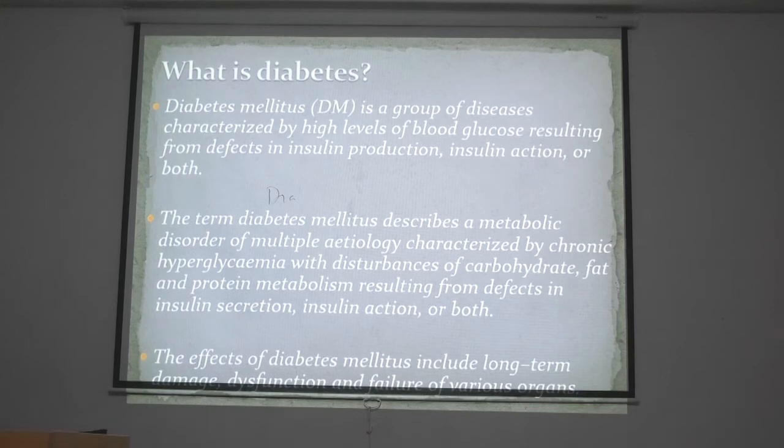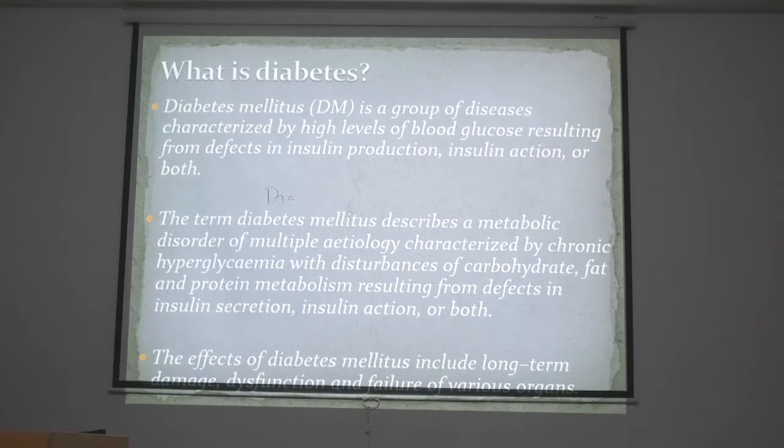It is a group of diseases characterized by a high level of blood glucose. Why is it called a group of diseases? Because it causes symptoms in the eye, in the kidney, and also in the peripheral tissue of the lower leg. That's why it is called a group of diseases characterized by a high level of blood glucose resulting from defect in insulin. Thus ultimately we talk about the production of insulin from the pancreas.